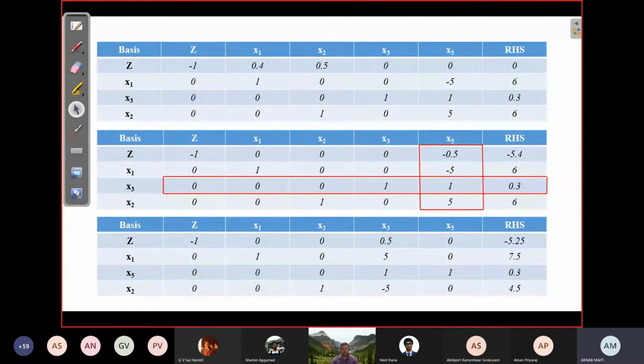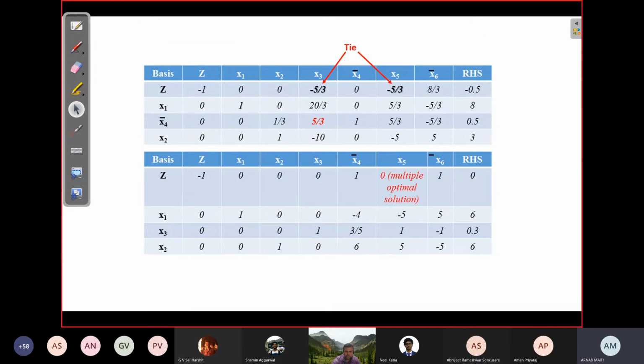Any question? Sir, can you go to the previous slide? So when a basic variable, which is an artificial variable, is leaving, then from the table can we drop its column, because anyhow it won't be of any use, right? Yes, you can. Okay.